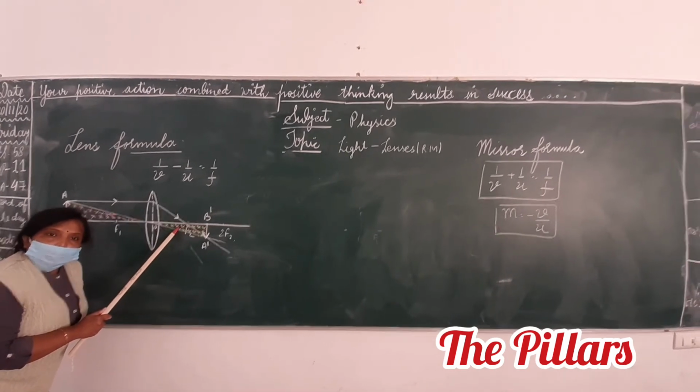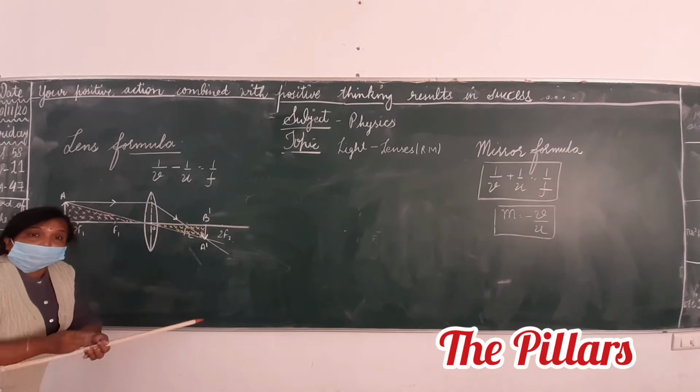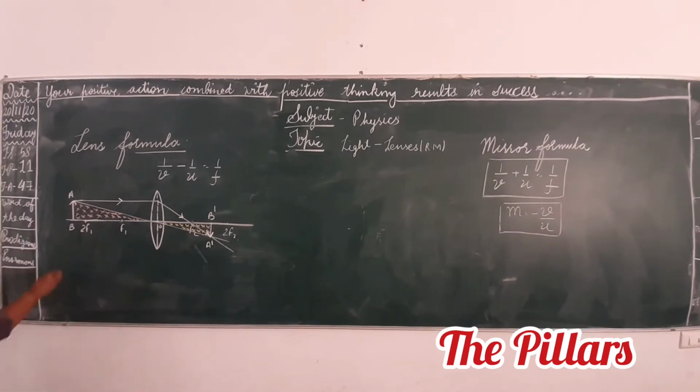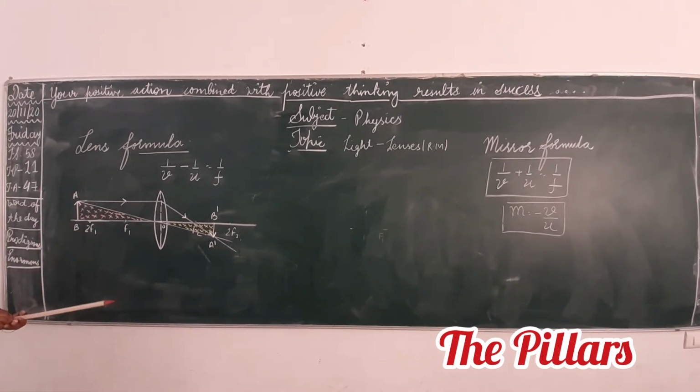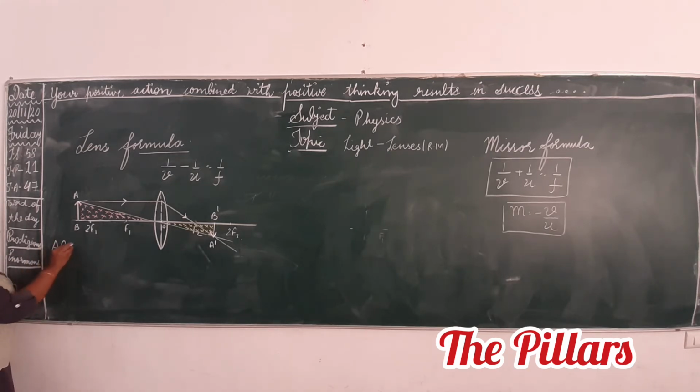Yes or no? Which triangles? Write in your copy. Triangle ABO. Please see. Look here. You are writing. Please don't get distracted by the setting of the camera and all. Okay? Because it hardly matters. What matters is that you should understand.